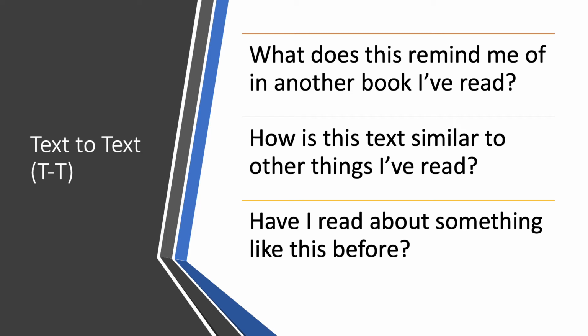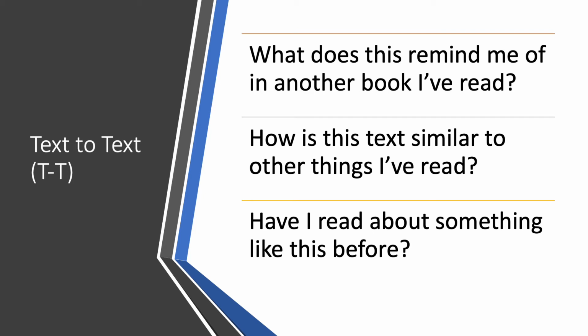What does this remind me of in another book that I've read? Maybe you haven't read a book that's similar, so you can also ask yourself, how is this text similar to other things I've read? Maybe you read an article on Facebook or you read an article on a news magazine. Those things can also relate to some of the things that you'll be reading throughout this course. And then, have I read about something like this before? Maybe in high school or maybe in other classes, you've read about similar topics. That is when you make a text to text connection.